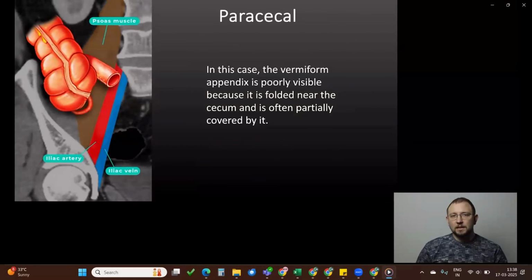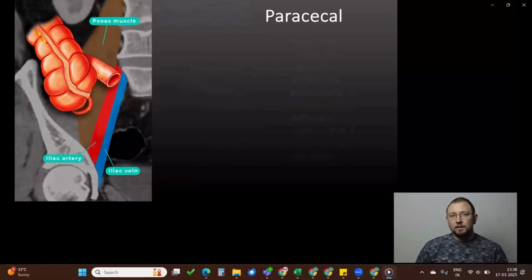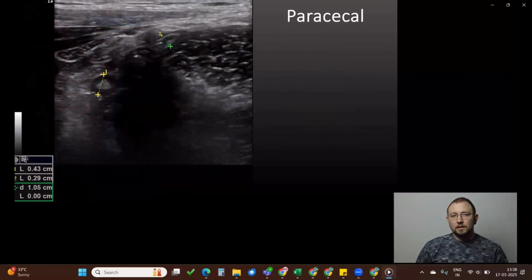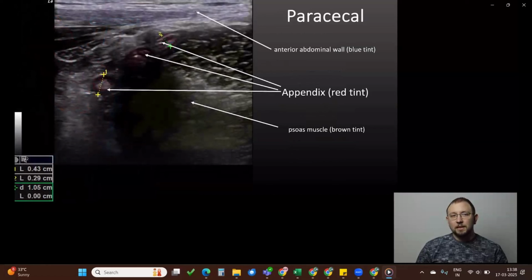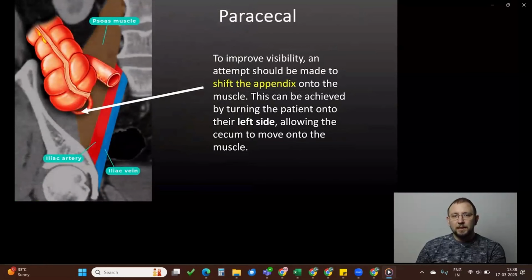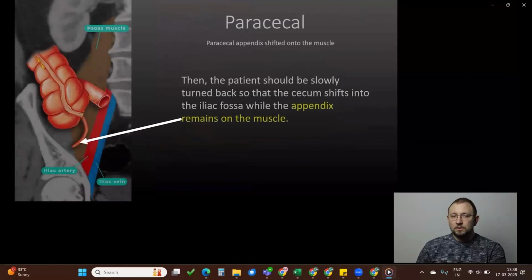The next variant is the paracecal position of the appendix. In this case, the vermiform appendix is poorly visible because it's folded near the cecum and is often partially covered by it. When the vermiform appendix is positioned paracecally, it's often difficult to confirm that it has been fully examined. To improve visibility, an attempt should be made to shift the appendix onto the muscle.